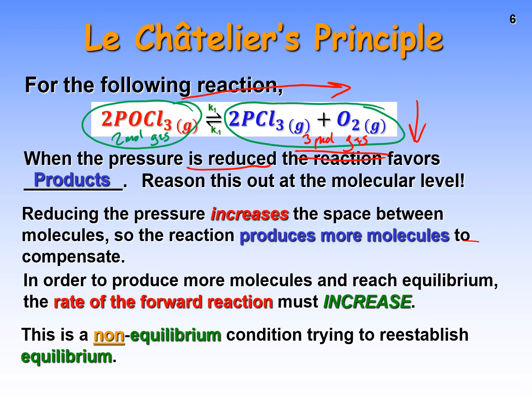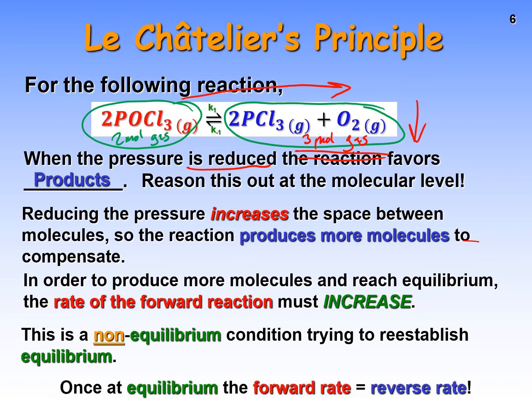Again, this is always a non-equilibrium condition reestablishing equilibrium. When we're talking about Le Chatelier's principle, we're talking about pushing equilibrium out of equilibrium and then watching what happens in order to get back to equilibrium. Again, at the end of the day, as far as rates go, once we reach equilibrium after the shift occurs, we're back to the forward and reverse rate being equal to each other. Okay.